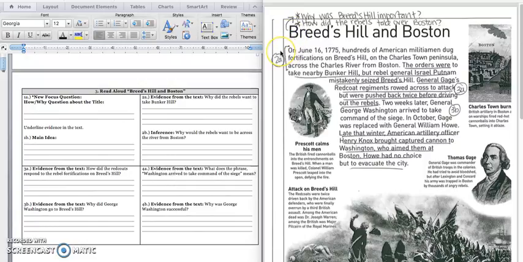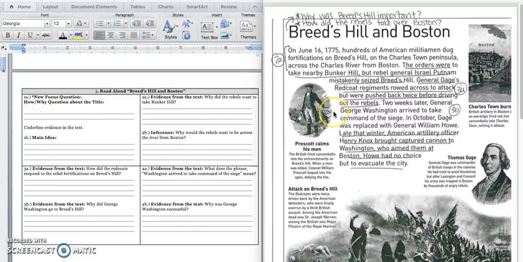Let's get started reading at the top of the page. On June 16th, 1775, hundreds of American militiamen dug fortifications on Breed's Hill in the Charlestown Peninsula across the Charles River from Boston. The orders were to take nearby Bunker Hill, but rebel General Israel Putnam mistakenly seized Breed's Hill. General Gage's redcoat regiments rode across to attack, but were pushed back twice before driving out the rebels.